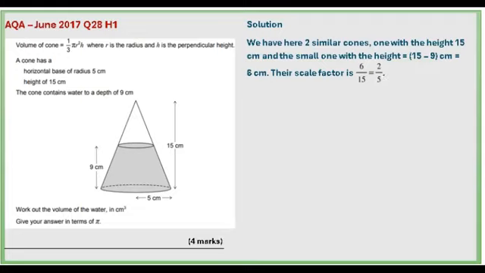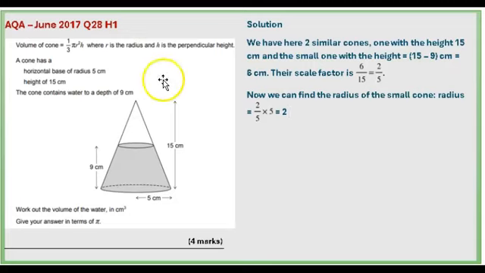So we're going to find that it's 2/5 of 5, which equals 2 centimeters. So we just found the radius of the small cone, which is 2 centimeters. Now we have everything we need to substitute in the formula for the volume of the cone.